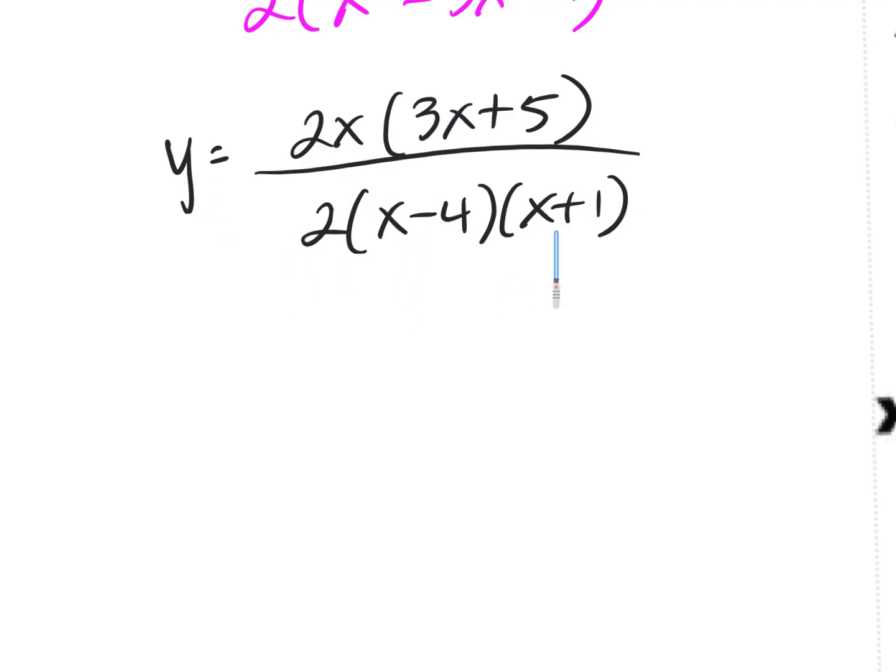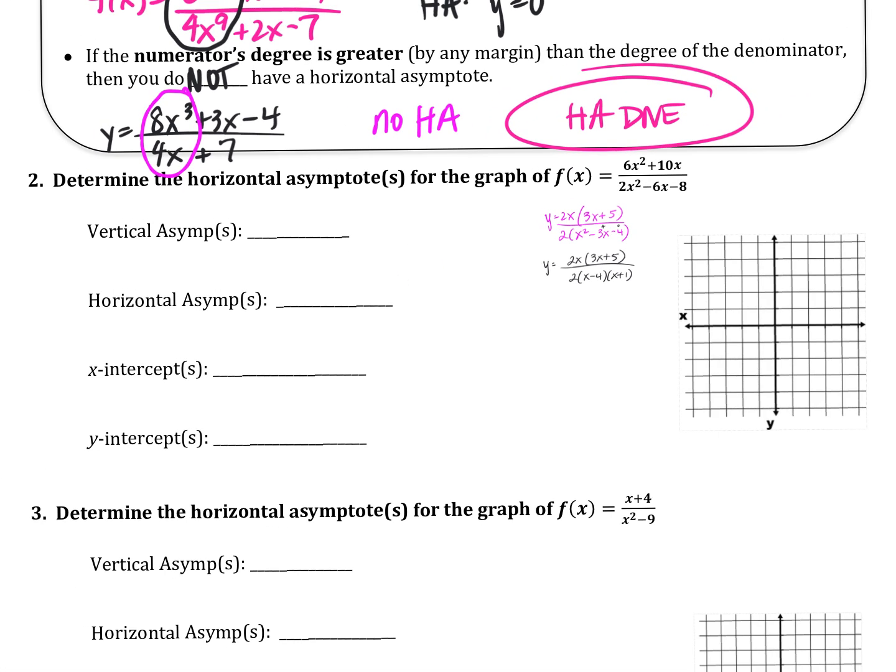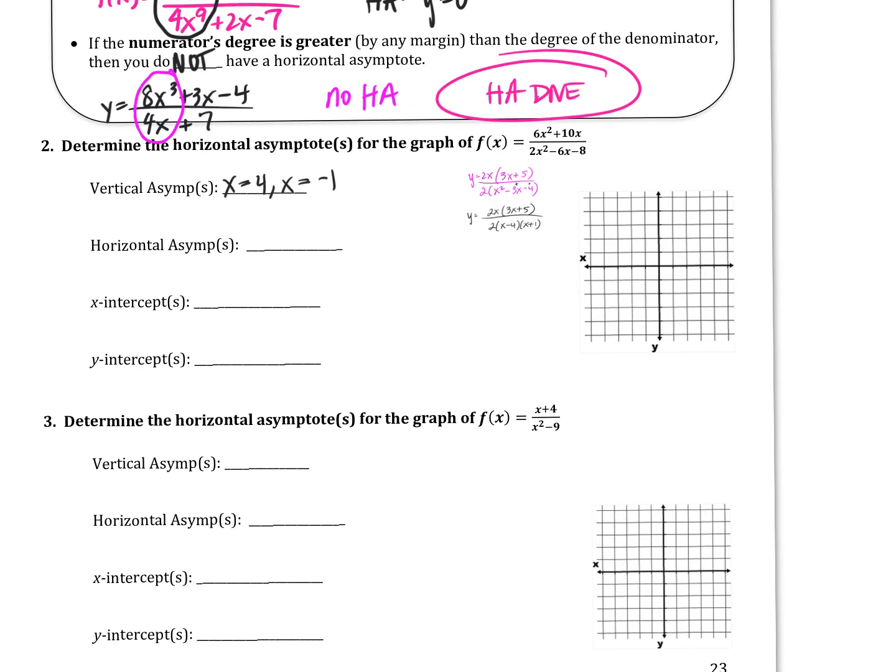When does that denominator equal 0? Do we have to worry about 2? Does 2 ever equal 0? No. When does x minus 4 equal 0? 4 and -1. You guys, we got 2 vertical asymptotes. X is 4. X is -1. I'm going to go into my graph. -1 and 4. Oliver, you with me?